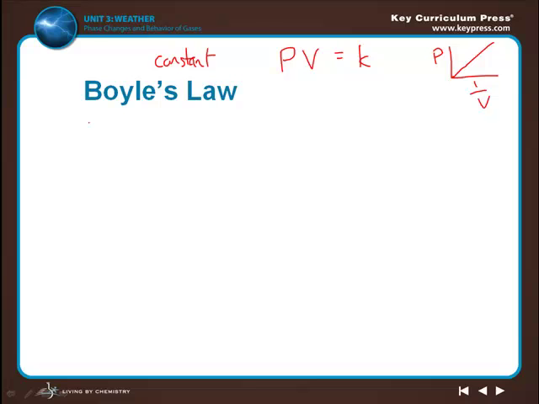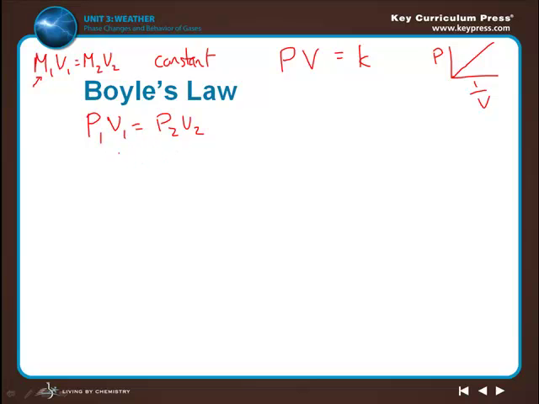To do this, we use Boyle's Law, which says P1V1 equals P2V2. We've had some like this, yes. We had one that was M1V1 equals M2V2. This is molarity and volume are inversely related. This is pressure and volume are inversely related.